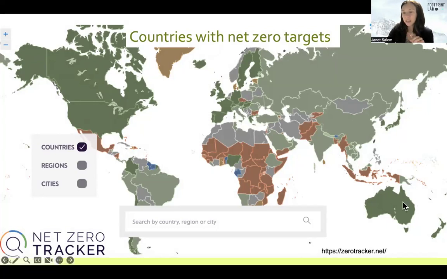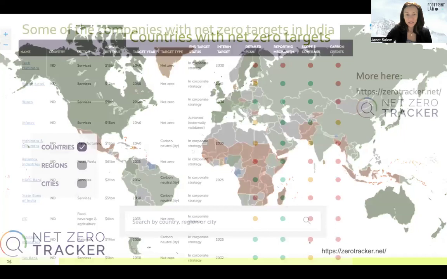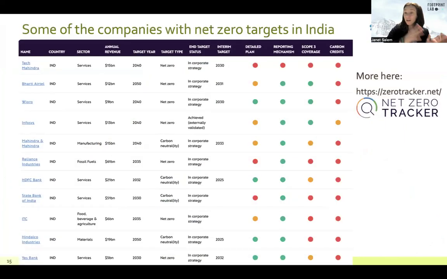So the dark green here is where that net zero target is actually being passed into law. And then the lighter green, orange, and blue are slightly less enforceable net zero targets. Very interesting. So I know a lot of you are working in different countries, so you can explore, what is the policy in my area. So what follows is that a lot of companies then set net zero targets.